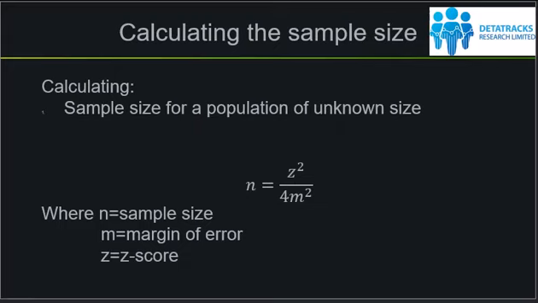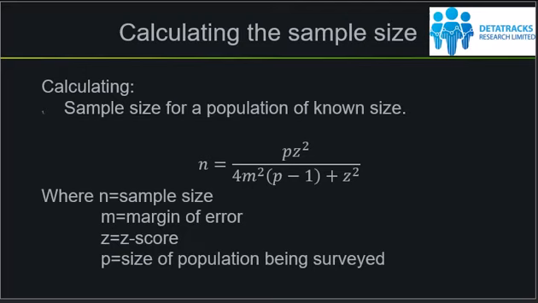For one that is known, we make a few changes, and so we add the size of the population, which is now known, represented by P, and then we have this formula as shown.